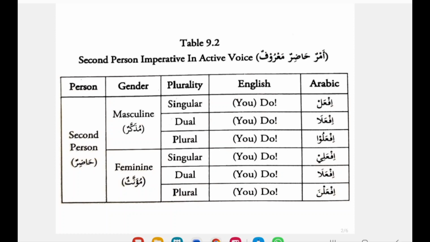If'al means you, one person, do. If'ala means you, two people, do. If'alu means you, all people, meaning three or more, do. If'ali means you, one person, feminine, do. If'ala means you, two women, do. And if'alna means you, three or more women, or all of the women, do. So make sure you keep that in mind when you memorize the translations: what's dual and what's plural.